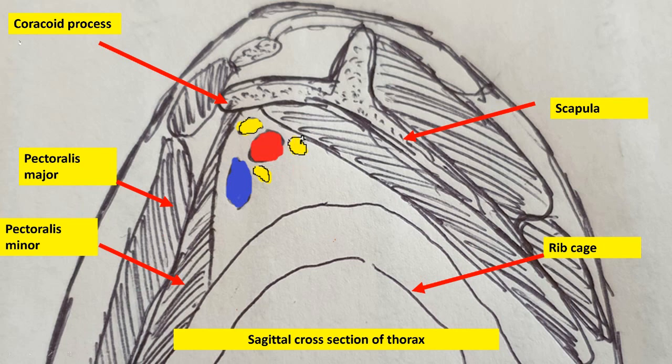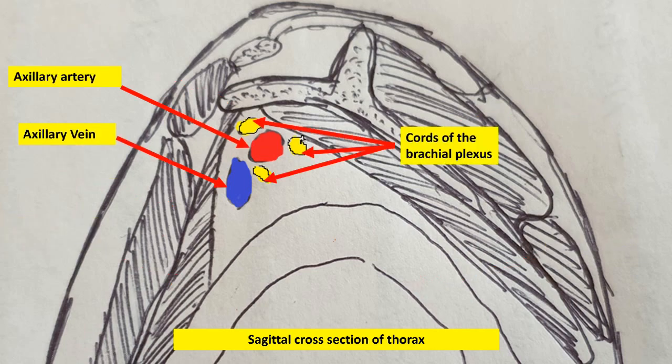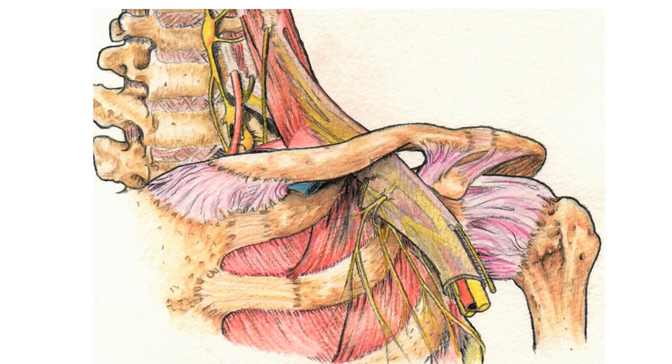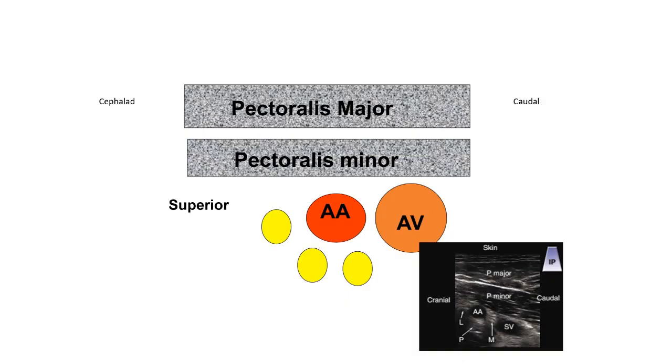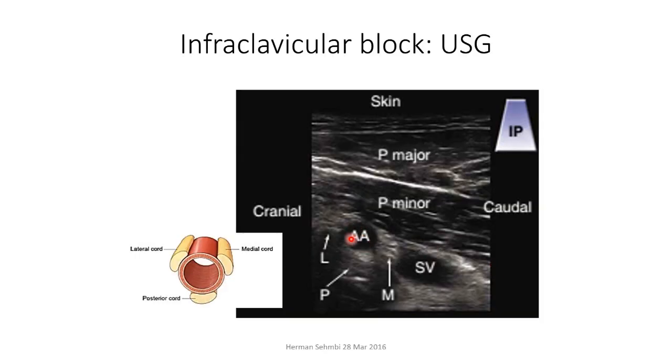So when the probe is placed below the clavicle to get a good cross-sectional view of the axillary artery, again we're looking at the cross-section of the chest, that's the position of the probe. So what you will see is the pectoralis major muscle, shadow produced by the pectoralis major muscle, shadow produced by the pectoralis minor muscle, axillary artery, axillary vein. That's cephalad and that's caudal, and then the cords of the brachial plexus around the axillary artery.